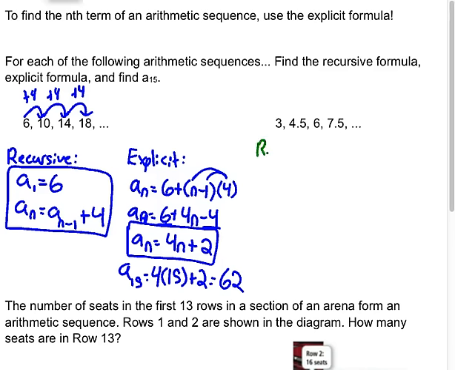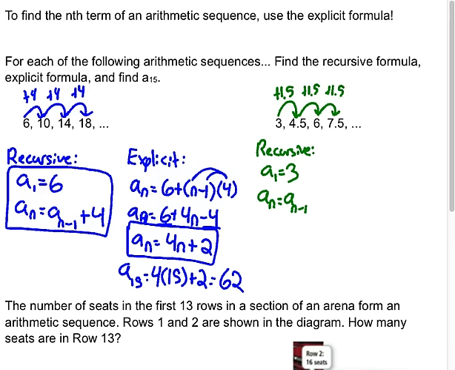So again, recursively, you always start with indicating your first term. Okay, so tell me that the first term is 3, and then you're going to tell me what am I doing from the previous term? What am I adding from the previous term to get to the next one? Well, here, it looks like I'm adding 1.5. Okay, so to go from term to term, I'm just adding 1.5 each time.